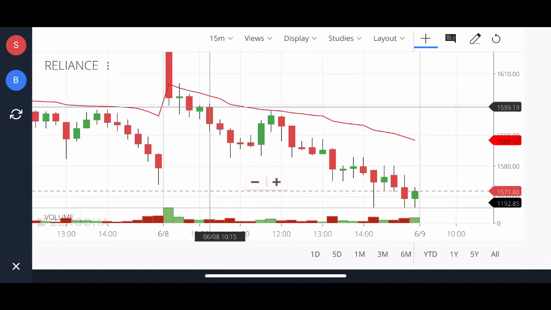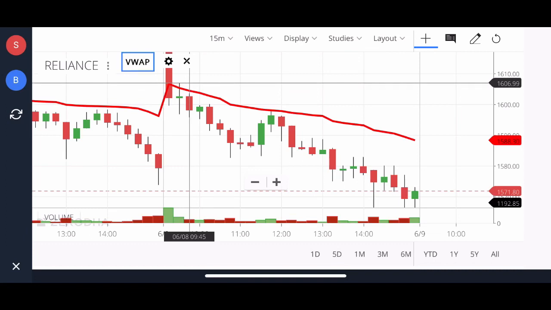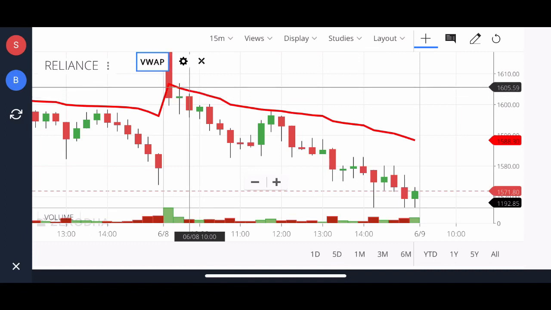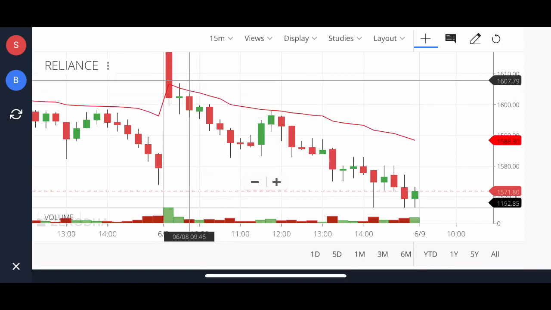So when you sell at this point, try to maintain a stop loss a bit further than the VWAP because there are going to be many sellers here. So maintain a stop loss just below that. Fine.